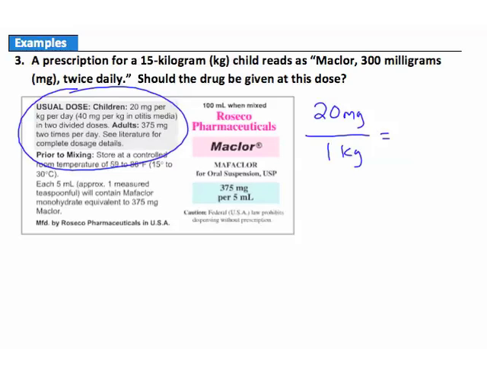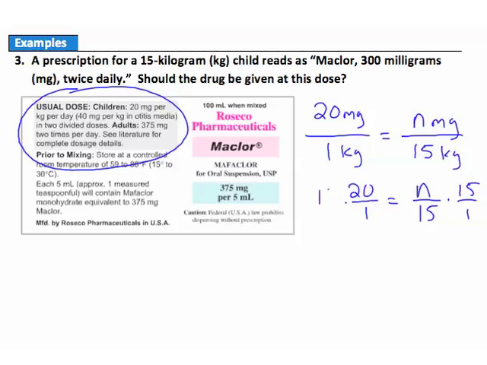So let's come over here and using the usual dose, see what amount of medication is usually prescribed. So this is a 15 kilogram child, and we want to know how much medication we usually would give a child like this. Well, let's rewrite this without the units on there. It'll make it easier. 20 over 1 equals n over 15. Okay? Now, we want to multiply both sides by 15 over 1 to get n all by itself. Right side, the 15's divide out, leaving us with just n.